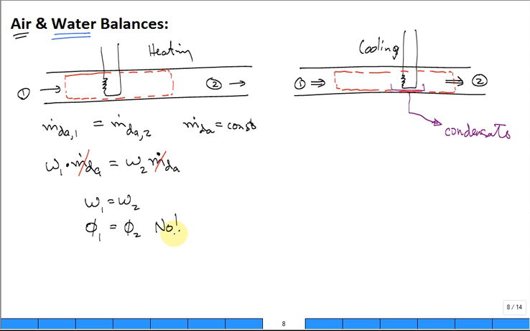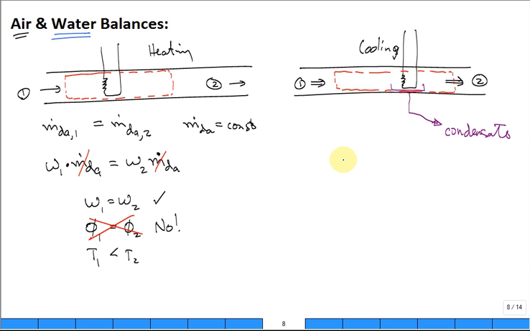No. I heated up the air. The temperature at 2 is greater than the temperature at 1. It has the capacity to hold more water vapor in it. Hot air can hold a lot of water. Okay? So this is not true. But this is true. Omega 1 is equal to omega 2. Make sense?